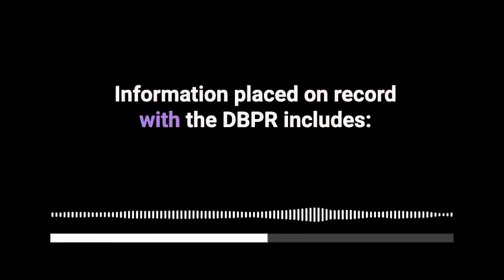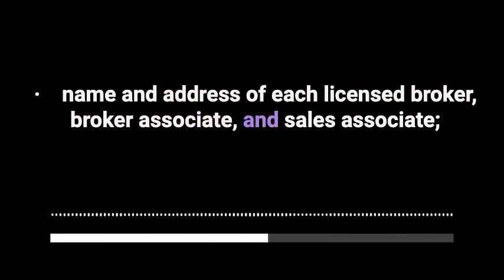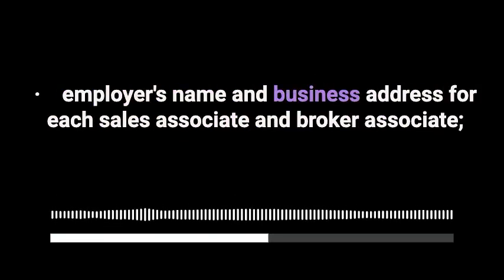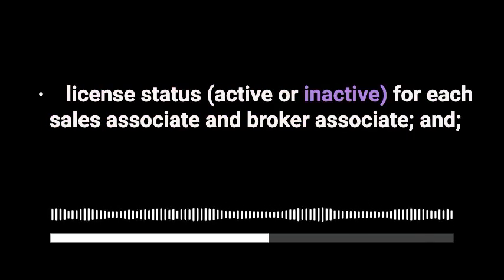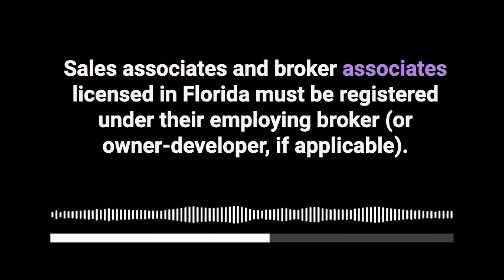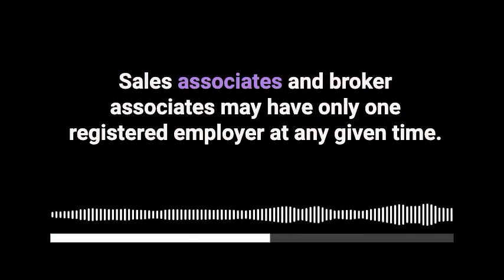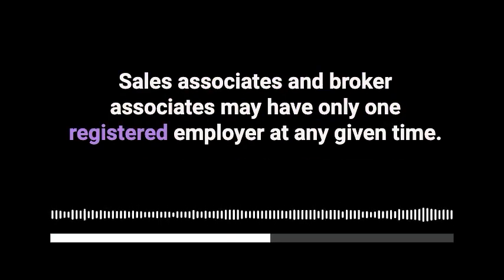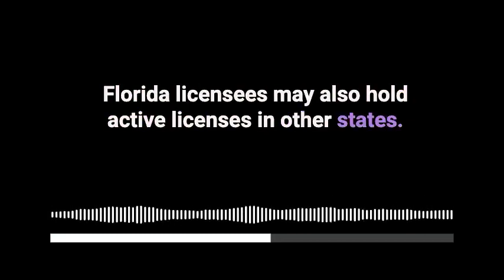Information placed on record with the DBPR includes name and address of each licensed broker, broker associate, and sales associate, employer's name and business address for each sales associate and broker associate, license status for each sales associate and broker associate, and broker's involvement as an officer, director, or general partner of a real estate brokerage. Sales associates and broker associates licensed in Florida must be registered under their employing broker. Sales associates and broker associates may have only one registered employer at any given time. Florida licensees may also hold active licenses in other states.